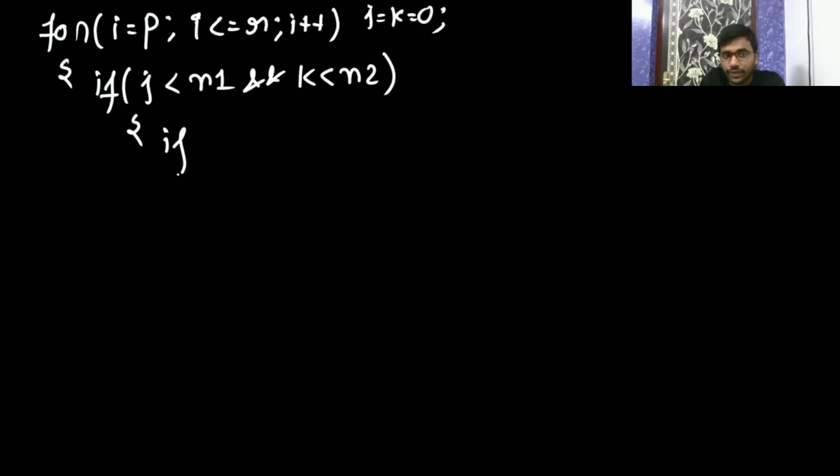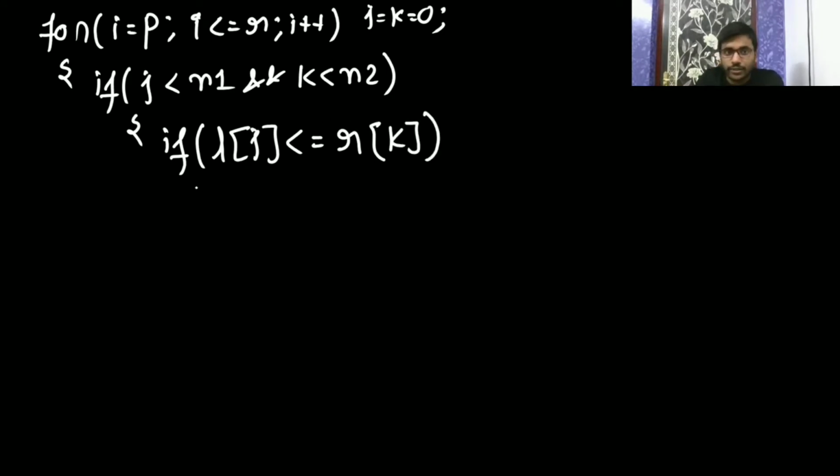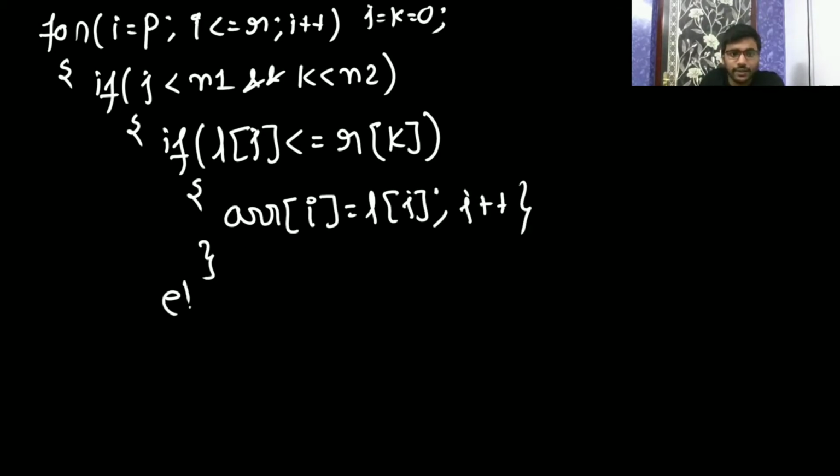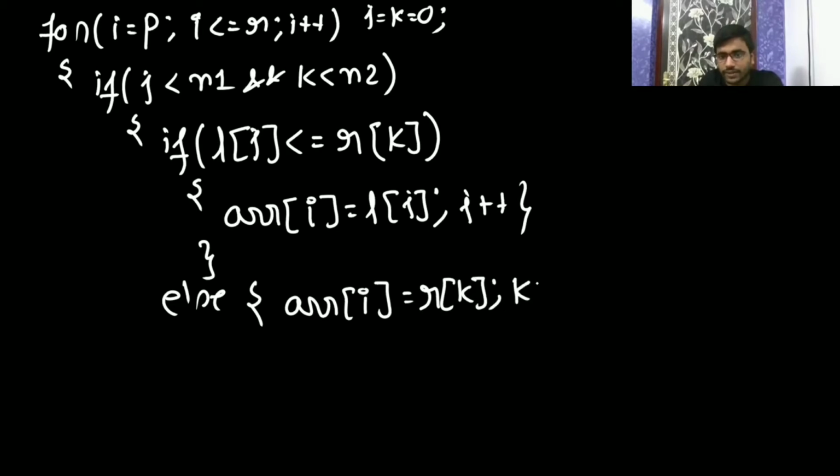Now I will compare if the left array element, left of j, is smaller than or equal to right of k. See why I'm writing equal here, I will let you know later. Then array of i is going to have L of j, then j plus plus, else array of i is equal to right of k, then k plus plus. Now see the code.